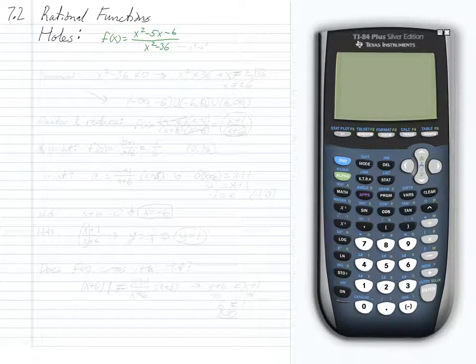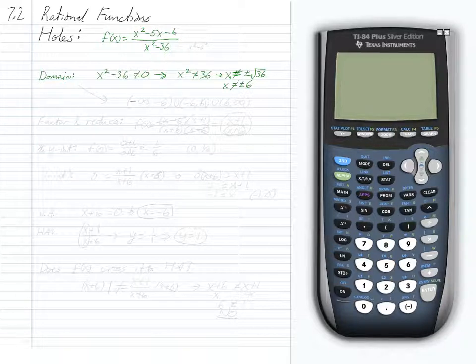So I'll start from the top. I'll find my domain, which requires me to examine the denominator. When is x squared minus 36 equal to 0? Well, we can solve this by the square root method. We can say x squared would be equal to 36. So x is the positive or negative square root of 36. In other words, x is positive or negative 6. So those are the x values we want to watch out for.